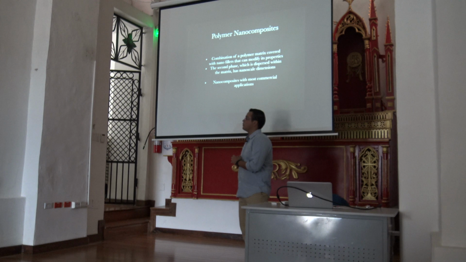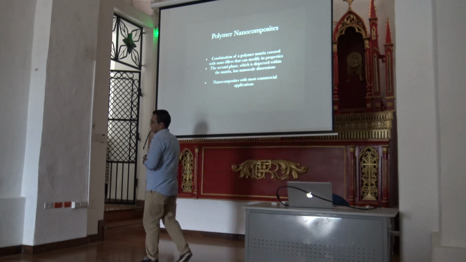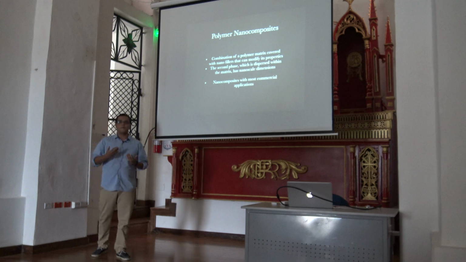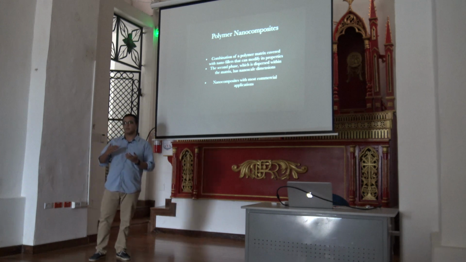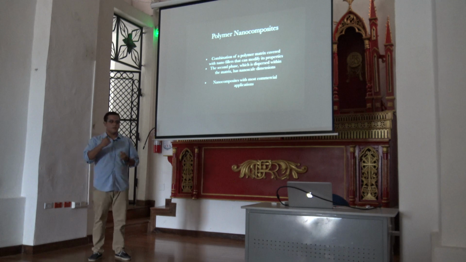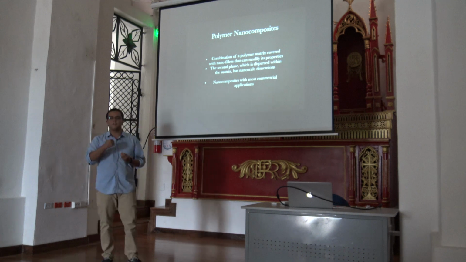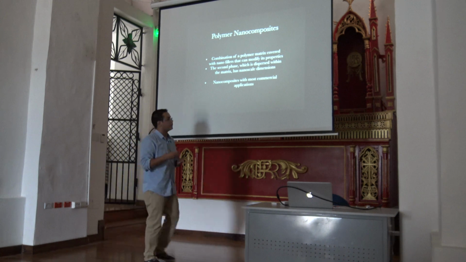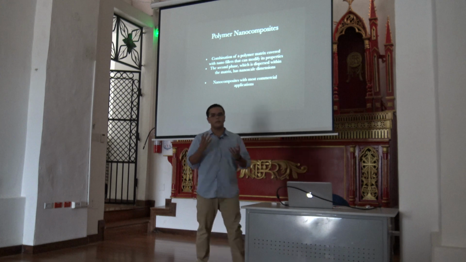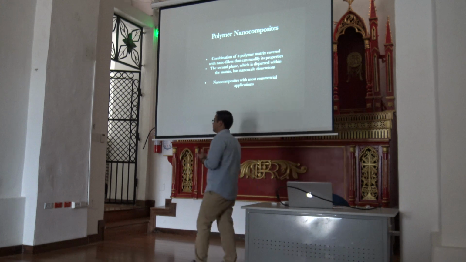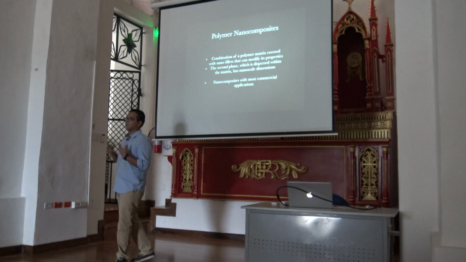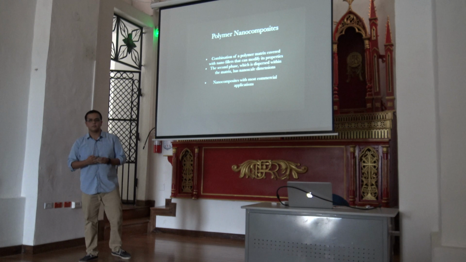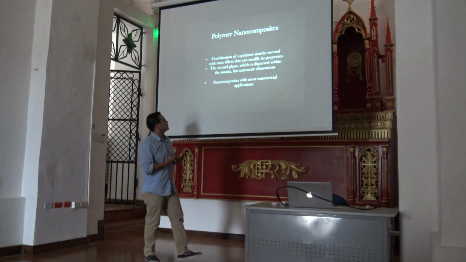So here are polymeric nanocomposites. What is a polymeric nanocomposite? It's a polymer or copolymer that has nanofibers or nanoparticles dispersed in the polymeric matrix. These fillers come in different shapes. For example, spheroids, nanofibers, and also nanoparticles.